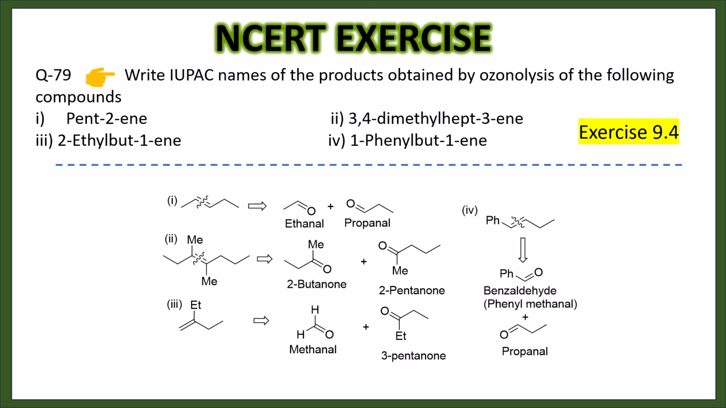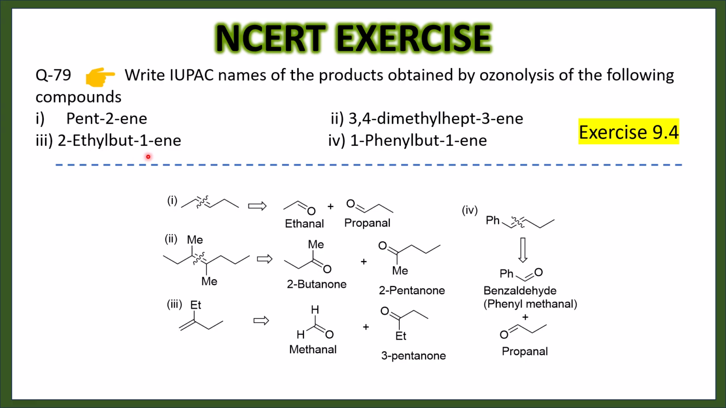Question number 79: write the IUPAC names of the products obtained by ozonolysis of the following compounds. Pent-2-ene, we have to draw this, and cleavage of the double bond gives ethanal and propanal. The 3,4-dimethylhept-3-ene gives 2-butanone and 2-pentanone, by cleavage of this.